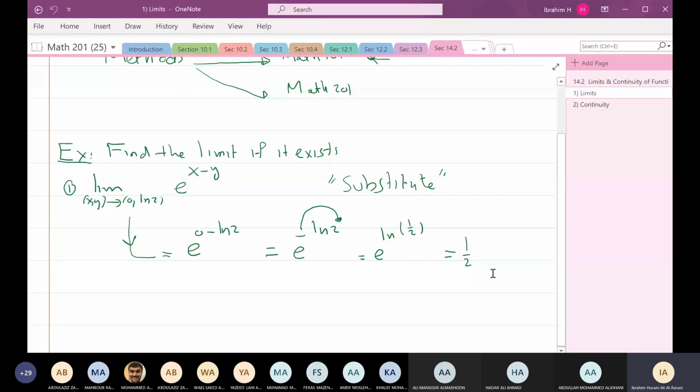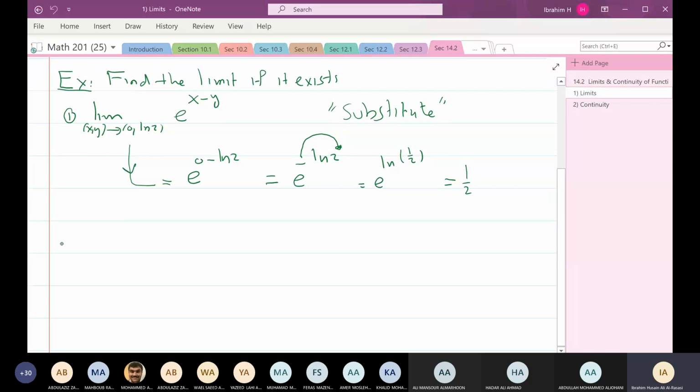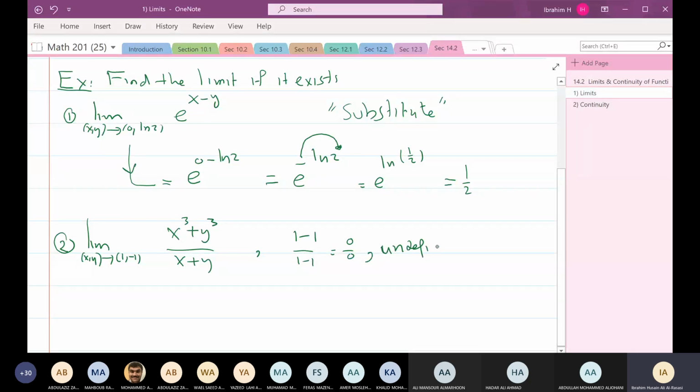Second example, example 2: the limit as (x,y) approaches (1, -1) of (x cubed plus y cubed) over (x plus y). Again, you substitute. So x approaches 1, y approaches minus 1. Substitute x equals 1 and y equals minus 1. You get 1 minus 1 over 1 minus 1, which is 0 over 0. 0 over 0 is undefined, so it is not a real number. If it is undefined, what do you do in this case? If it is 0 over 0?